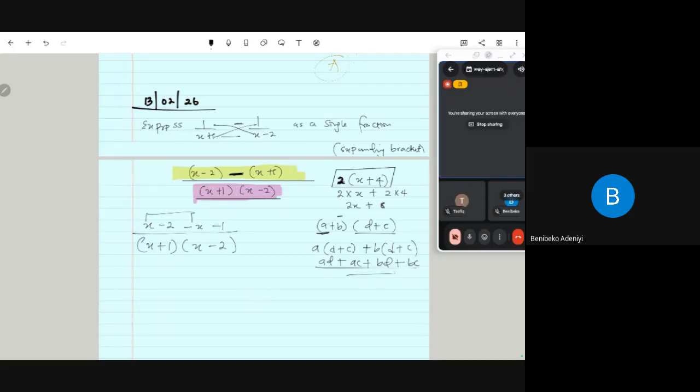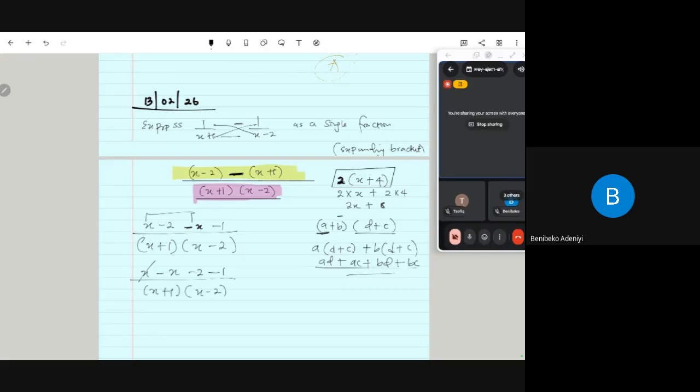So we bring stuff that look alike together. So this x and minus x, they look alike. X minus x. You carry it with the sign. This x, the sign is this minus. Then this minus 2, then minus 1. All upon x plus 1 in one bracket, then x minus 2 in another bracket.